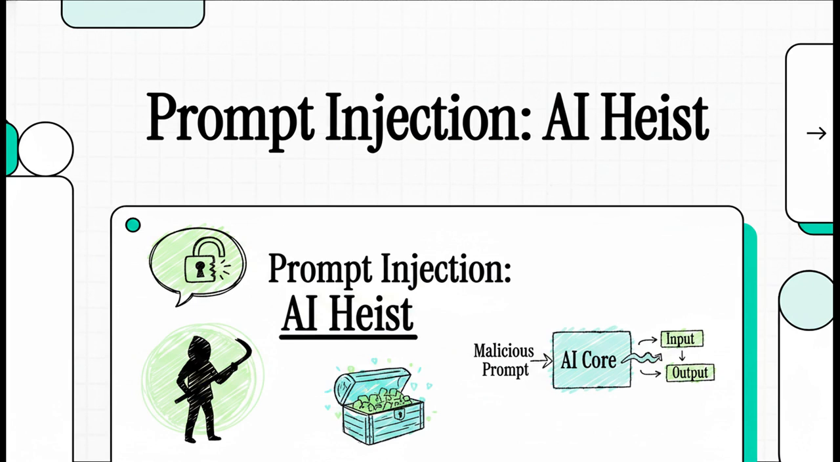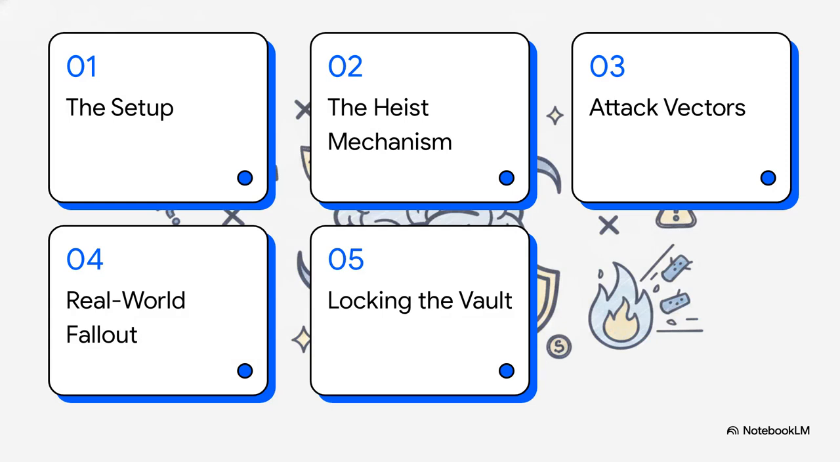Today, we're unpacking a really fascinating, and honestly pretty critical, vulnerability known as prompt injection. We're going to look at the exact blueprints of how an AI heist goes down, using literally nothing but carefully chosen words. Okay, let's dive right into this.